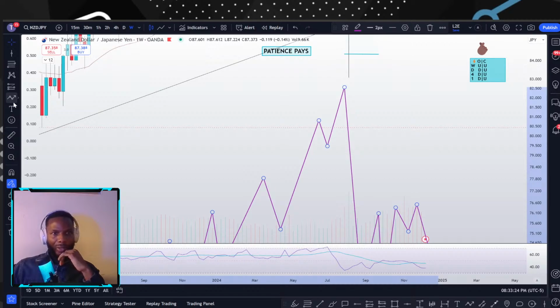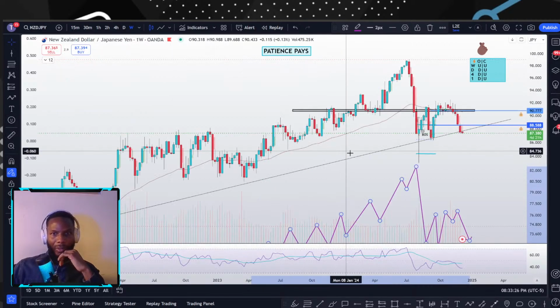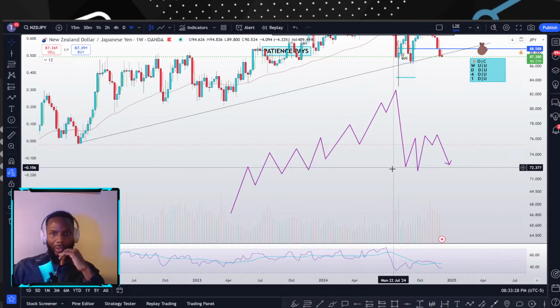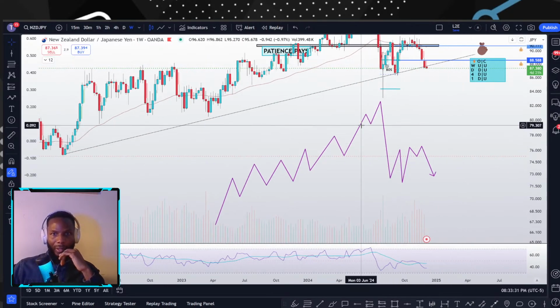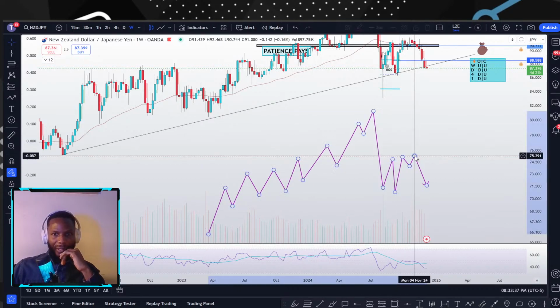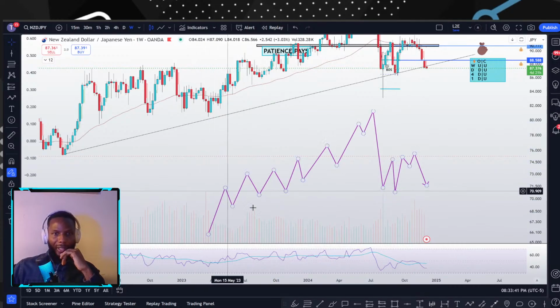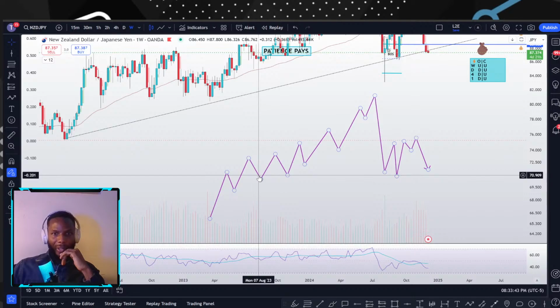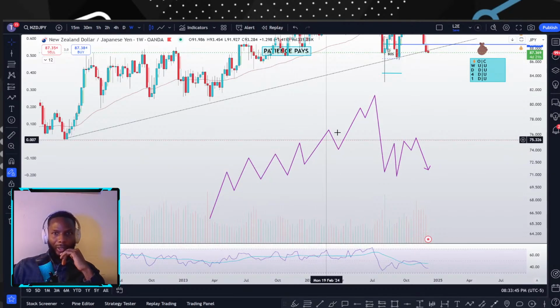I'm going to zoom out so we can all take a look. This one's a little tricky, but I think I figured it out. So we had a higher high, higher low, higher high, higher low. Pretty much a structure going up all the way until we got to this level right here.